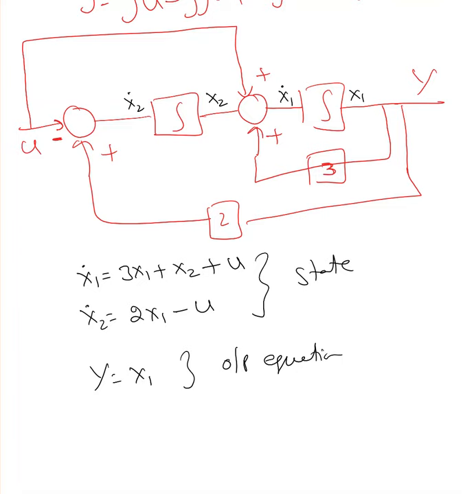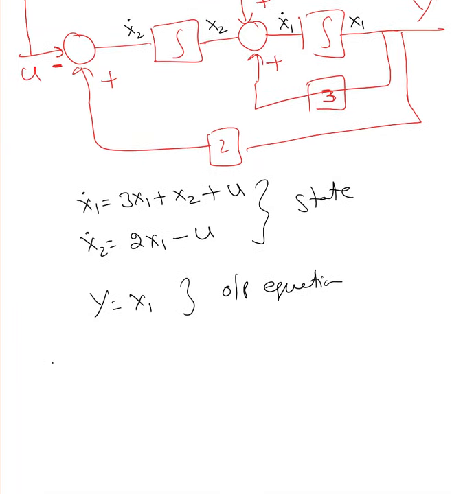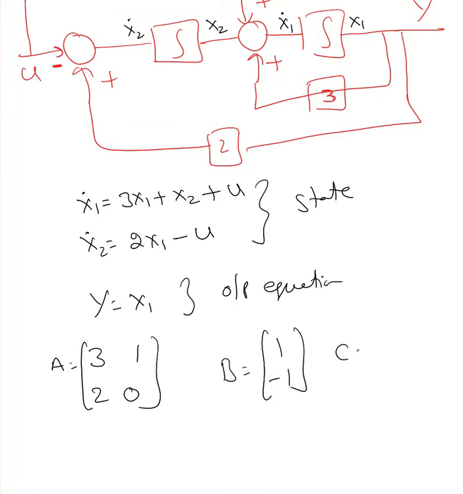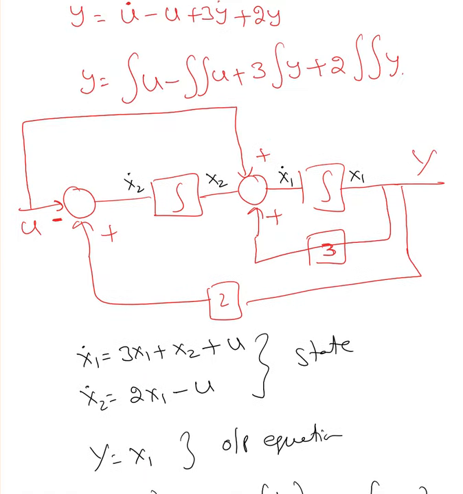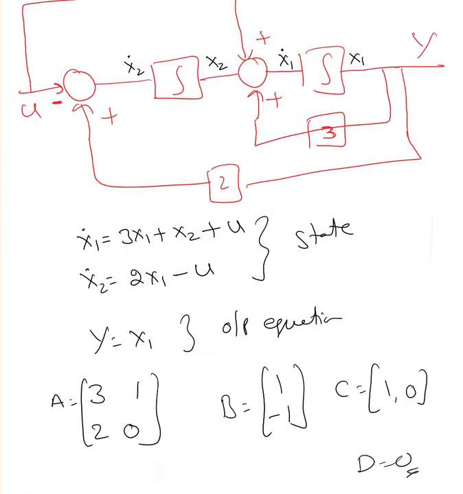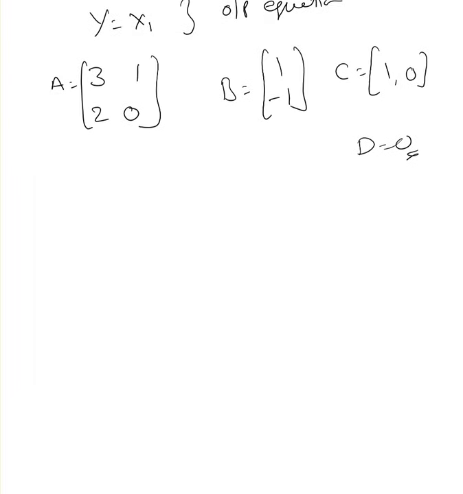Now if I write it down in matrix format, A equals [3 1; 2 0], B equals [1; -1], C equals [1 0], and D equals 0. These are the state and output equations using the observable canonical form. Now I'm going to start with another example.